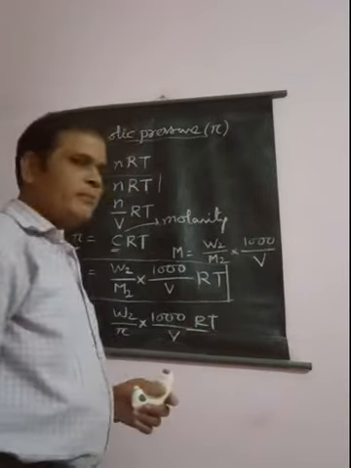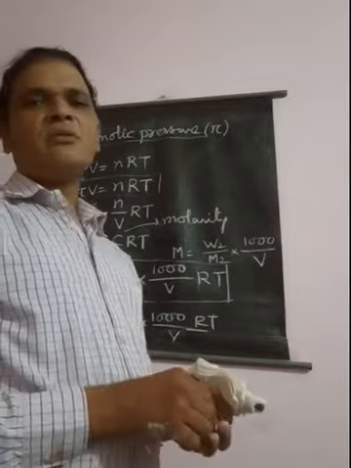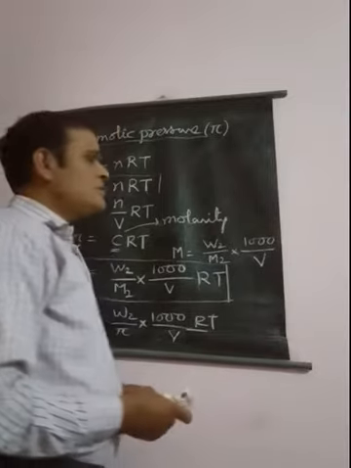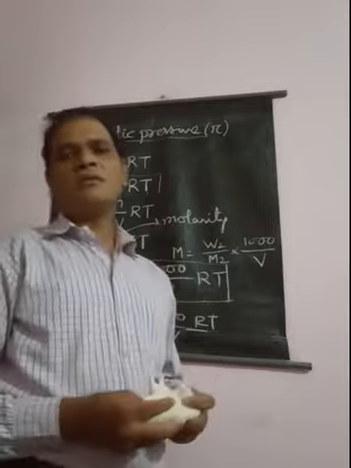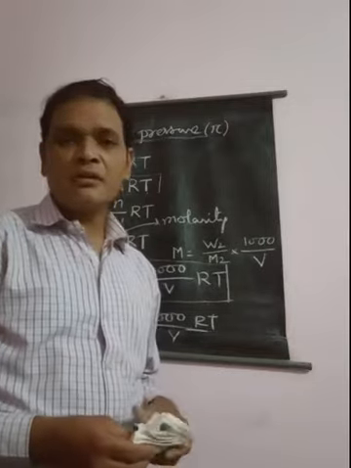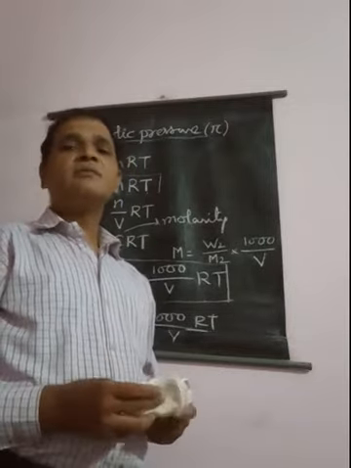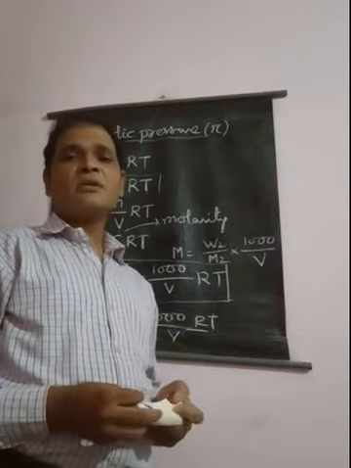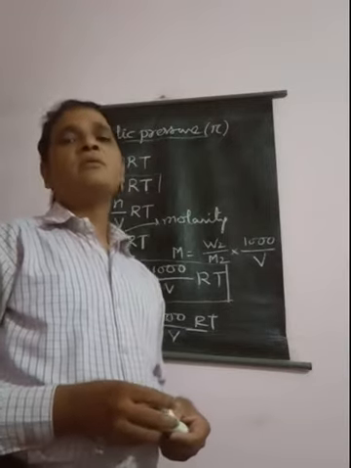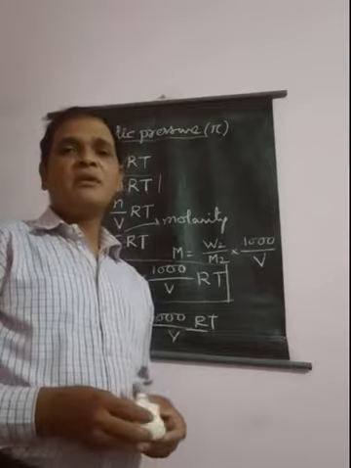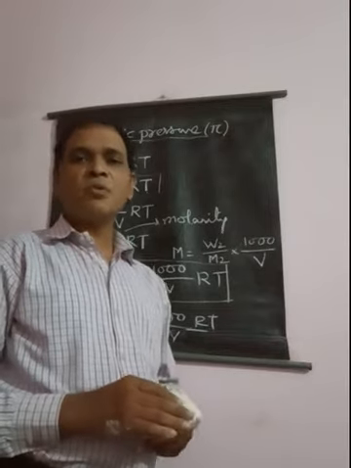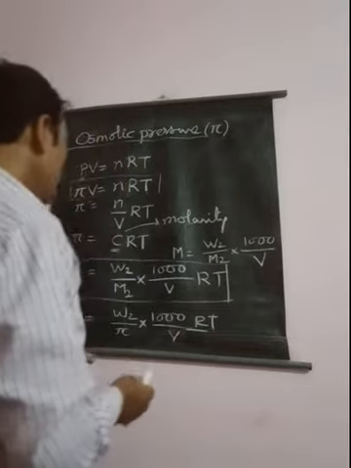Now sometimes the examiner asks a question: give the reason that osmotic pressure is a kind of colligative property. Since osmotic pressure depends upon the number of particles or solute molecules, that's why osmotic pressure is a kind of colligative property.